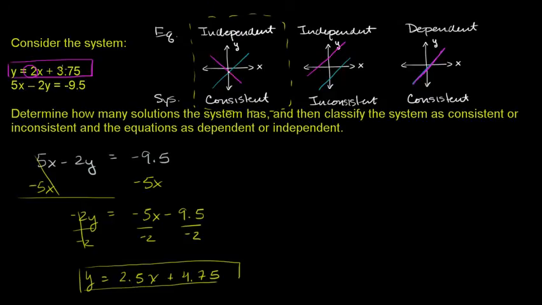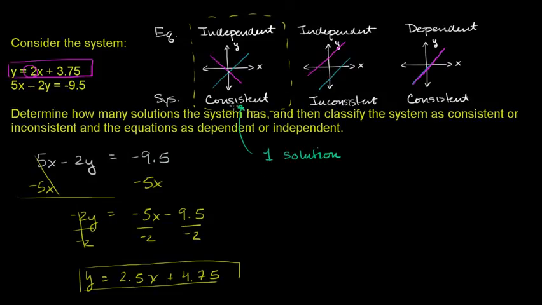So these equations are independent, and when we look at both of them together, this system is going to be consistent. We will have exactly one solution. Since they have different slopes, we're dealing with this scenario, so we are going to have one solution, which makes it consistent.